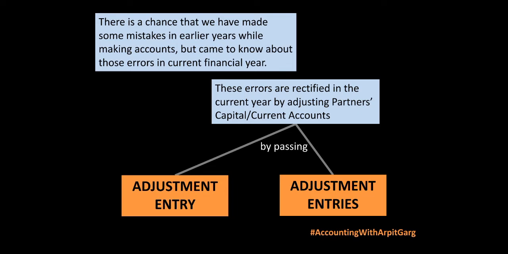So, let's see how these are made. First, we will see steps of adjustment entry, then a question, then steps of adjustment entries, then a question related to that. Let's begin.